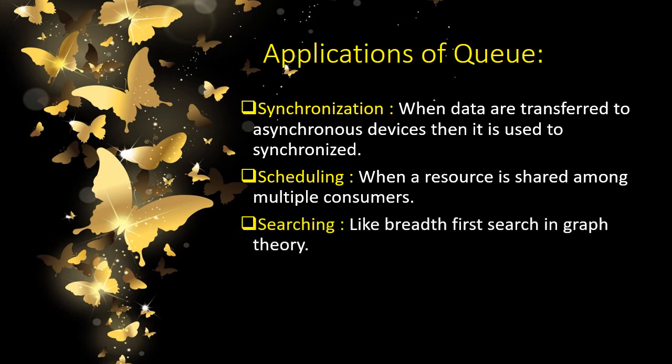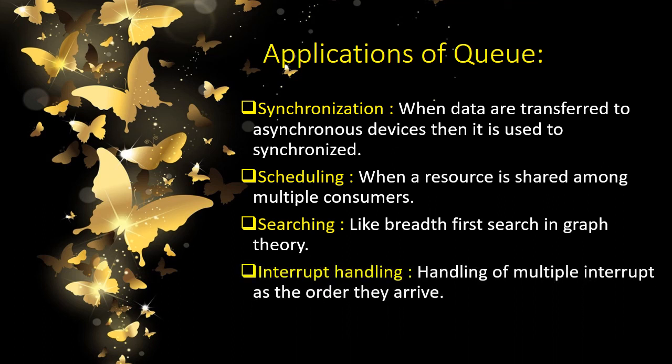And searching in a graph structure: using the queue, we can perform the searching process quickly. Interruption handling: through the queue, we can handle interruptions easily. Interruptions mean that while we are doing one process, another process comes and interrupts. At this time, we can use the queue. We can allot the time for each process, so interruption will not occur. Likewise, interruptions are handled by the queue.